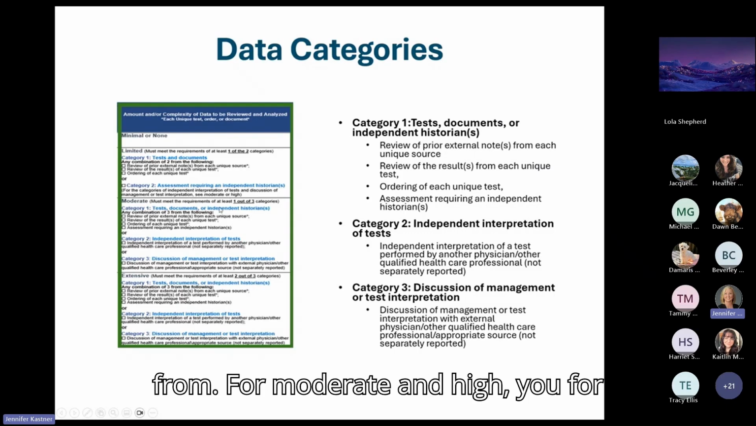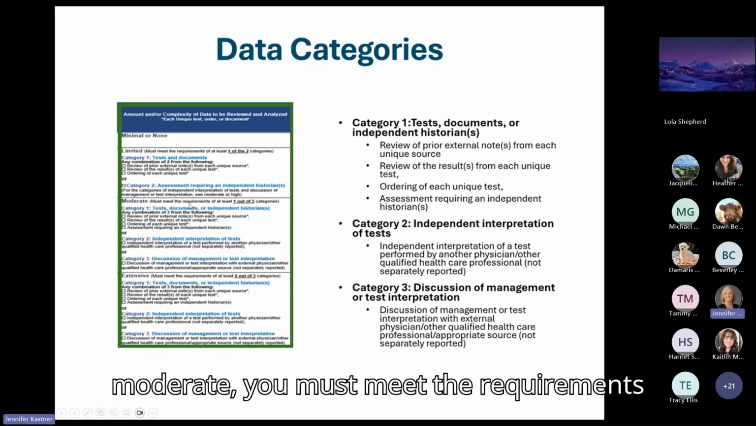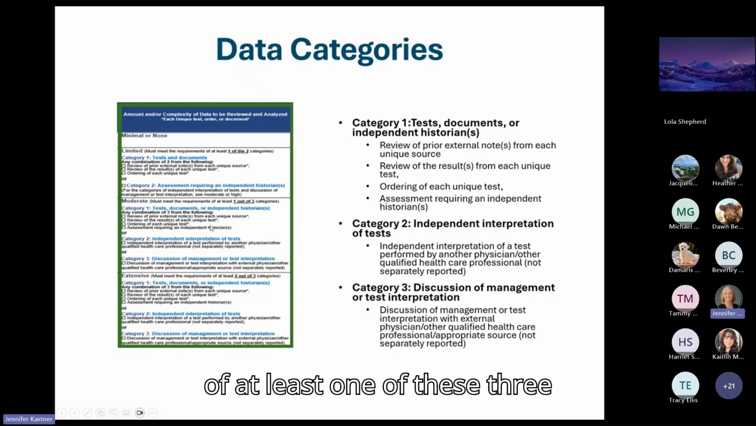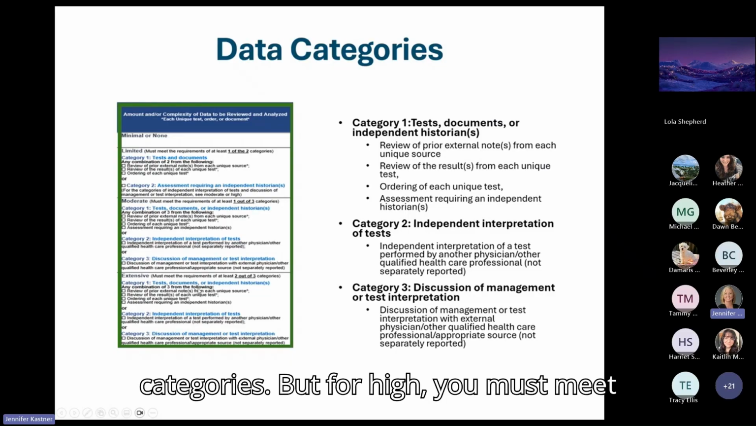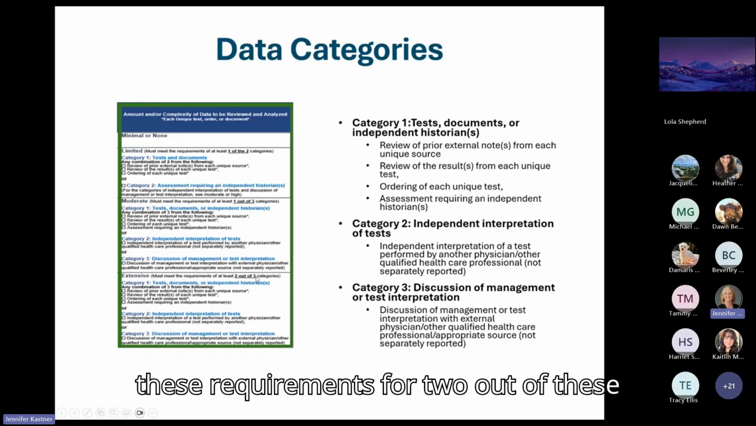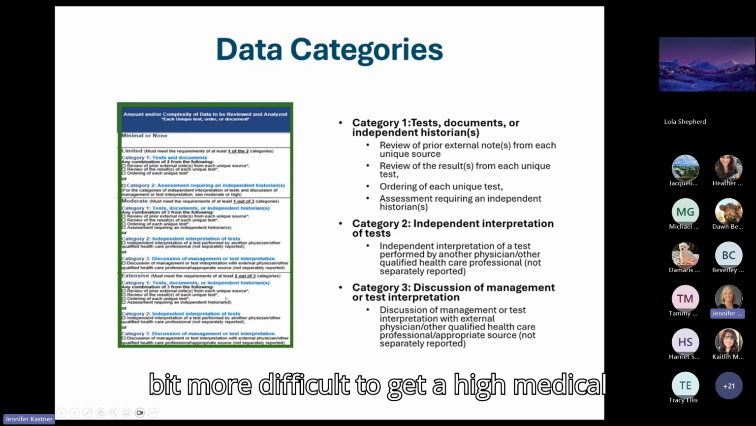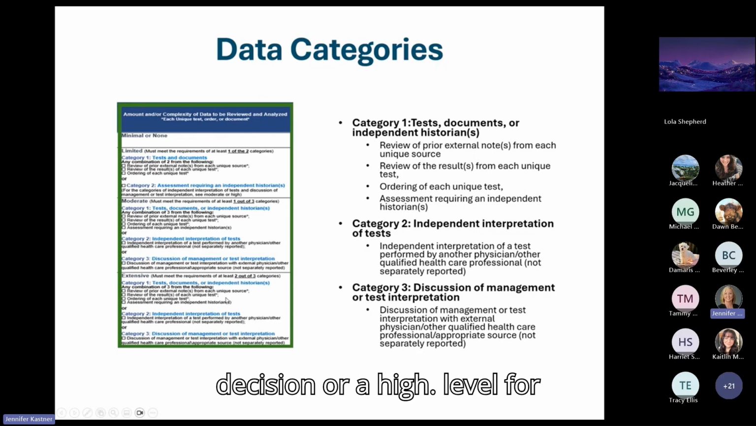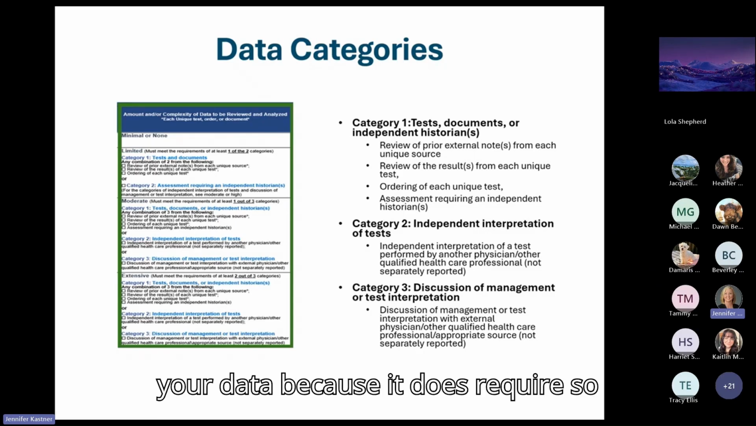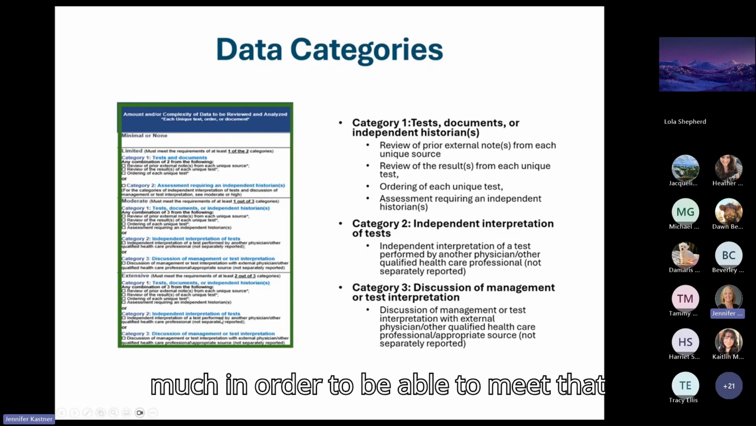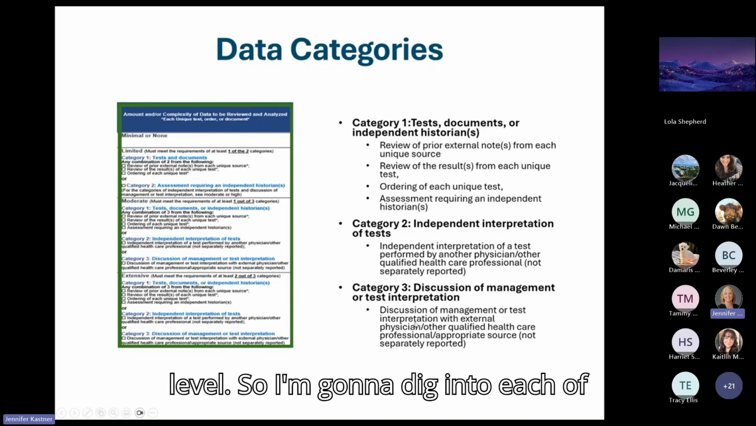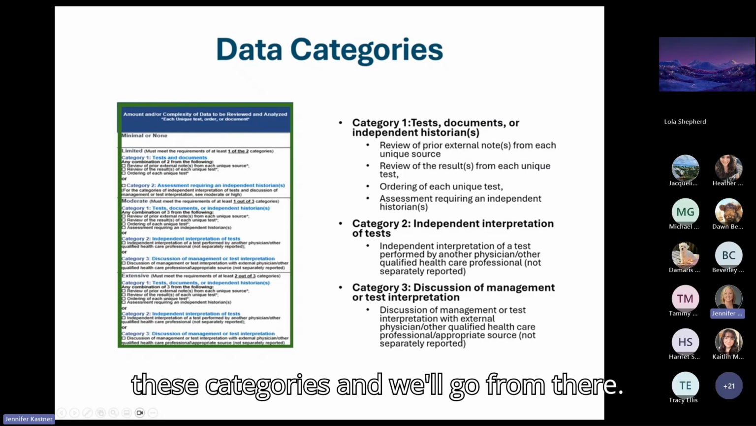For moderate, you must meet the requirements of at least one of these three categories. But for high, you must meet the requirements for two out of these three categories, which makes it a little bit more difficult to get a high level for your data because it does require so much in order to be able to meet that level. So I'm going to dig into each of these categories and we'll go from there.